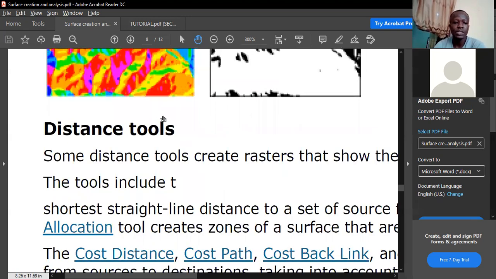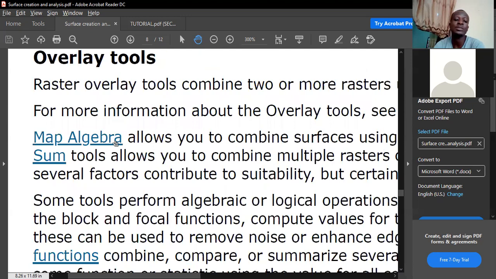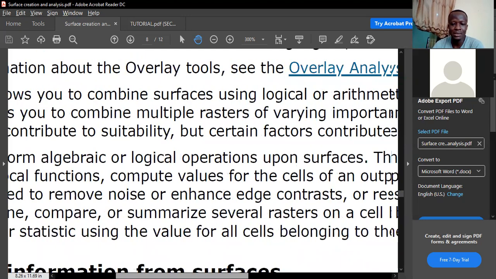Are you okay? So we can also use what we call the distance tools, which talk about cost distance, cost path, cost backlink. All these things are also available. Proximity analysis and all these things are there. Are you okay? We can do map algebra. Map algebra allows you to add one raster value to another value. Are you okay? Because raster is just values. So map algebra is about being able to apply addition, subtraction, division, even some trigonometric functions to our data sets. Are you okay?